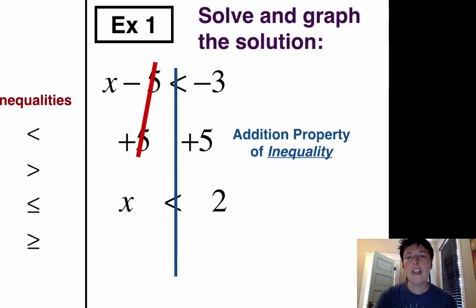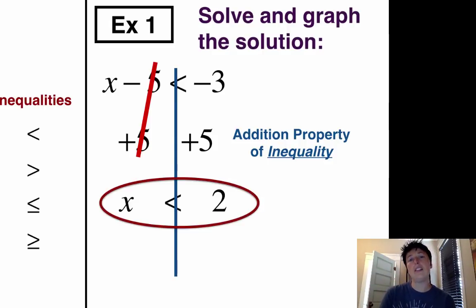Now let's finish this out. X is by itself. We know negative 3 plus 5 is 2, so we now have a solution. X is less than 2. There's our answer. We figured it out.